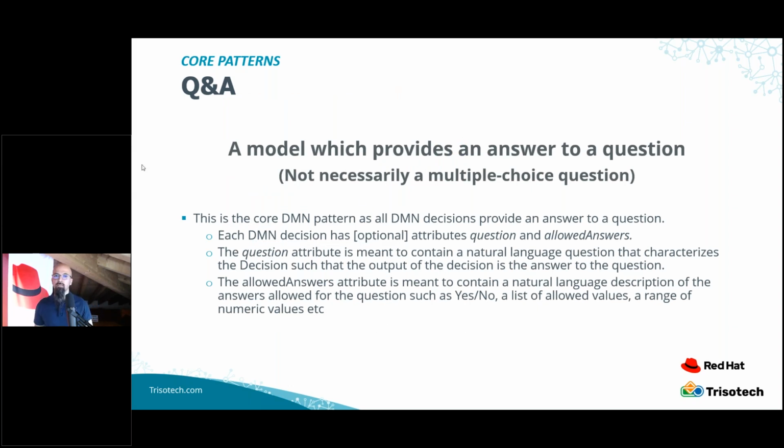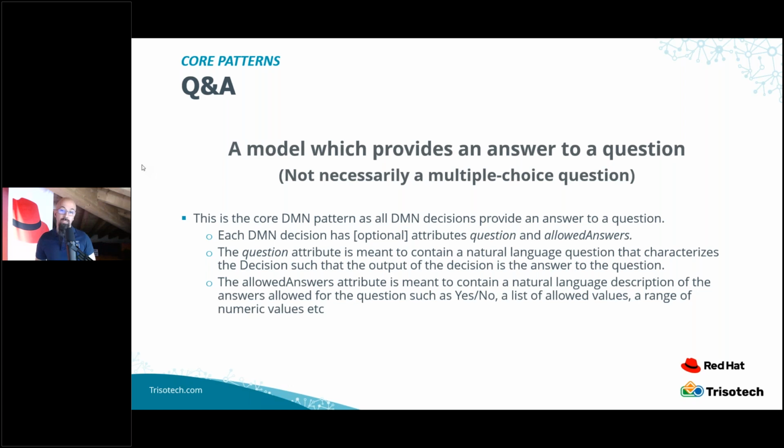Thank you, Denis. And indeed, when we speak about the Q&A core pattern, please don't think necessarily only as a sort of multiple choice question and answer. Here is really one of the key foundations of DMN. It is a way that a model is really meant to provide an answer to a question or sub-question that you may have in the model. You can see that this is foundational in the standard specification itself, because each DMN decision can have these attributes that are called question and allowed answer.